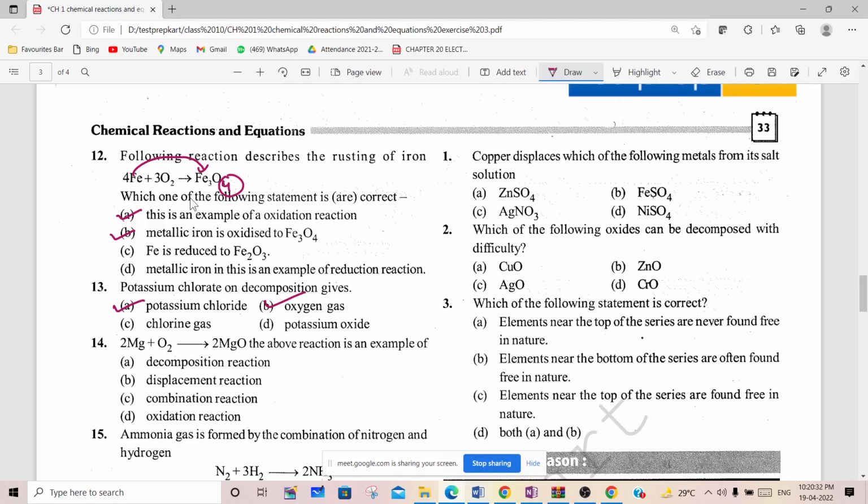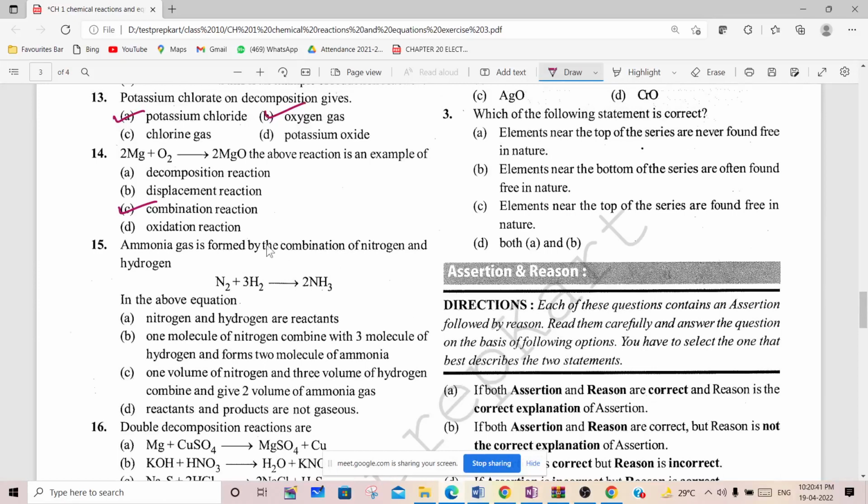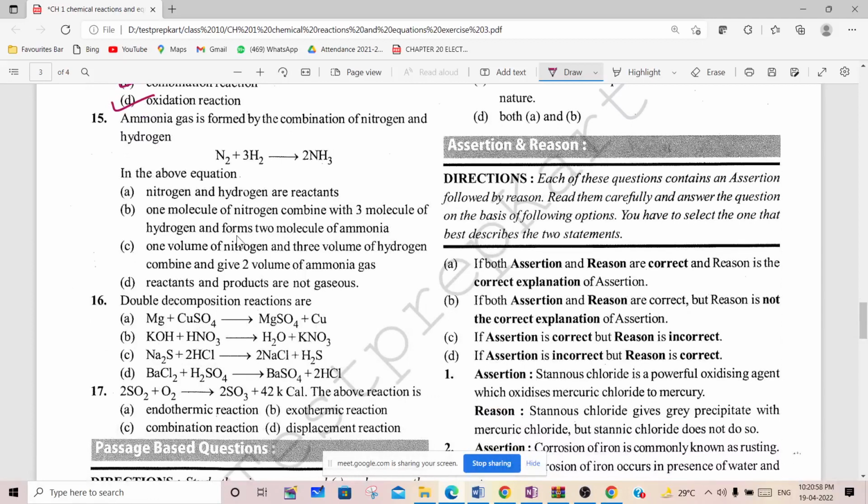It's a combination reaction, the 14th one. Yes, it is a combination reaction. I think it's also an oxidation reaction. Very good. Ammonia gas is formed by the combination of nitrogen and hydrogen. So the A and B both are correct.